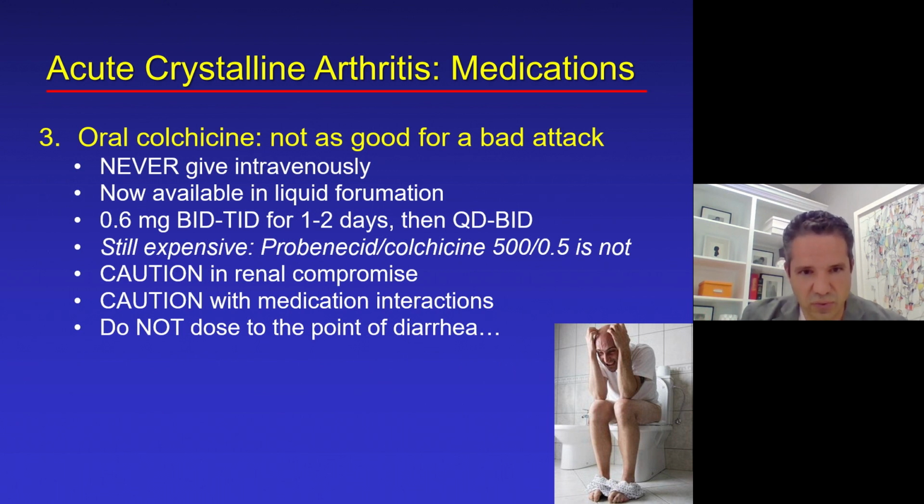Now, one little trick is that this combination, probenecid colchicine 500/0.5, it's half a milligram of colchicine. This combination is dirt cheap and is not subject to the same cost craziness that colchicine is. So keep that in mind if someone is struggling to get their colchicine approved. And the probenecid is relatively non-toxic and effective. And even folks with compromised renal function can take it without toxicity. It just doesn't help their uric acid. It's a uricosuric agent.